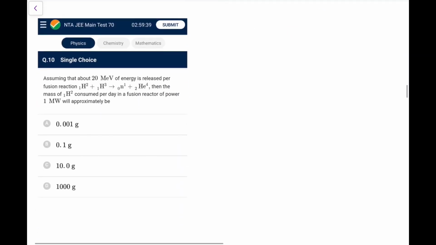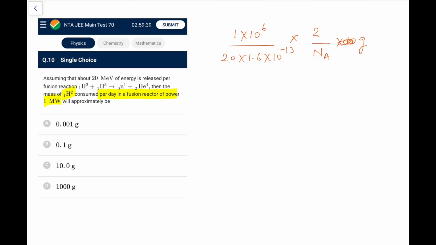Assuming that about 20 MeV of energy is released per fusion reaction, then the mass of the 2H1 consumed per day in a fusion reactor of power 1 megawatt is. First of all, I can calculate how many reactions will be needed. The number of reactions needed would be 1 megawatt, that is 1 into 10 to the power 6, divided by 20 into 1.6 into 10 to the power minus 13, in joules. This is the number of reactions, and in one reaction you need the mass of 2H1, approximately 2 AMU. 2 AMU you can say as 2 upon Na grams.